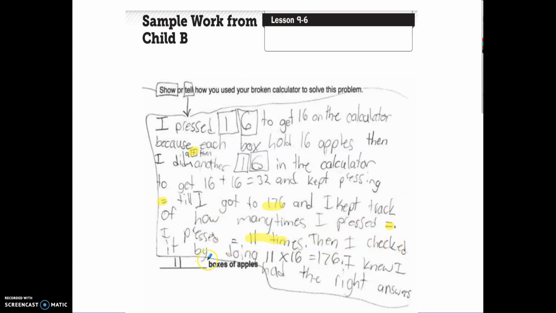And then they double checked it. Oh, this is clever. Then they double checked it by doing 11 times 16. 11 for the number of times it took them to get to 0 times 16, and then they got 176. So then they knew they had the right answer.